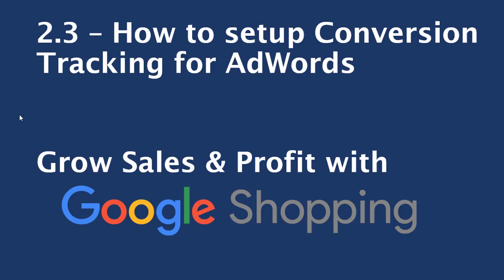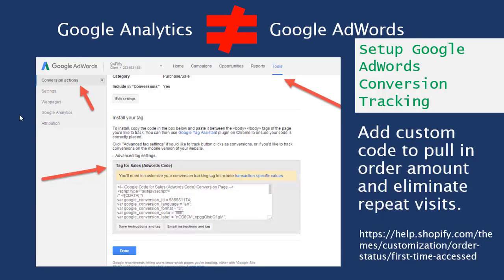Right, welcome to Module 2.3, how to set up conversion tracking for AdWords. All right, just a quick overview first. I want to show you a few things, sort of give you just some base information. Then I'm going to actually show you how it's done on the SPJ Supply Store.